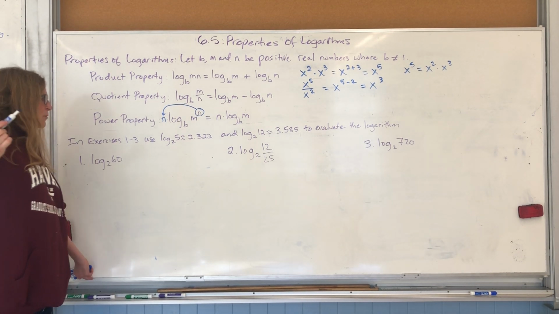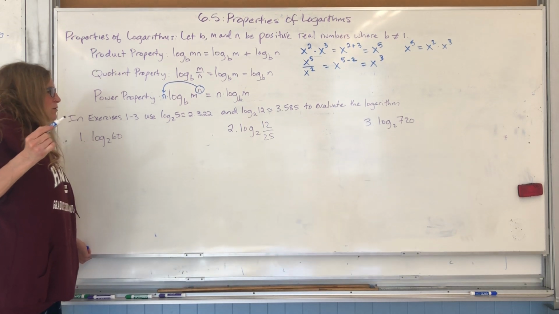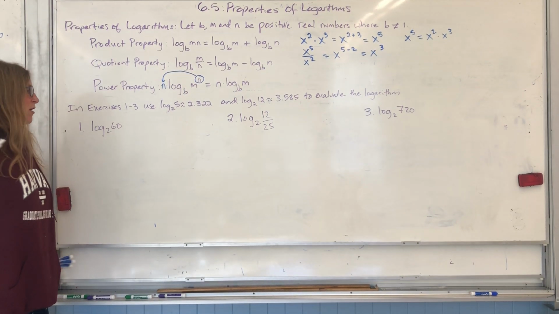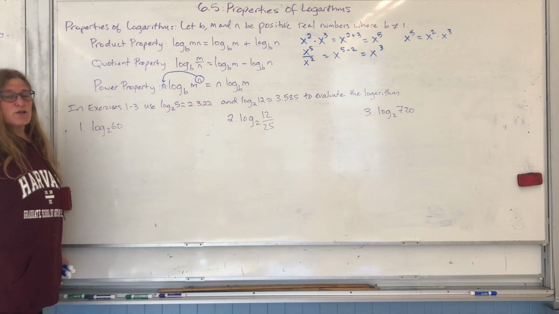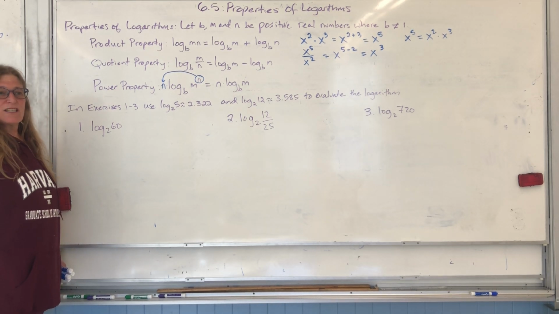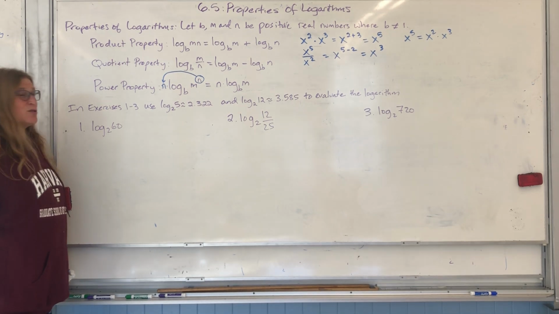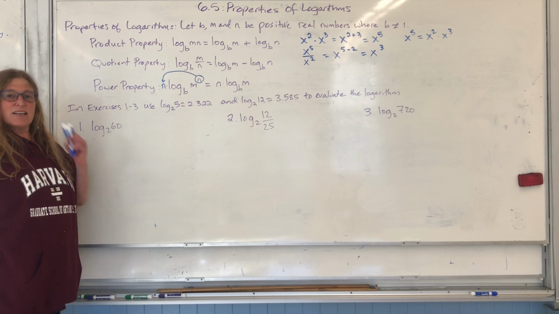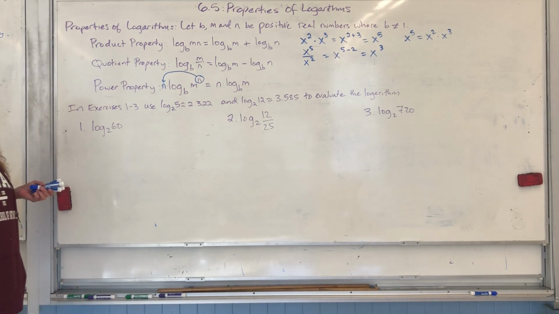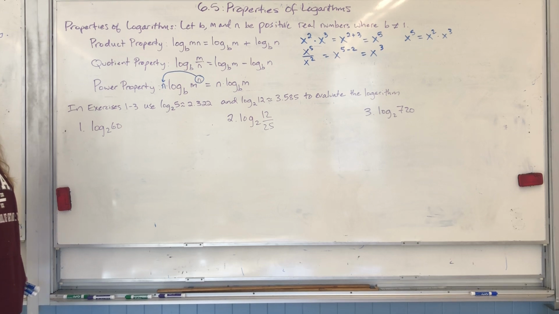So let's use these properties. Back in the olden days, there were no calculators with logs, and we had to use a table. So in your calculator, there are two buttons that have logs. One just says log, and that assumes a base of 10. And the other button says ln, and that assumes a base of e. So what do we do in situations where the base isn't 10 or e?